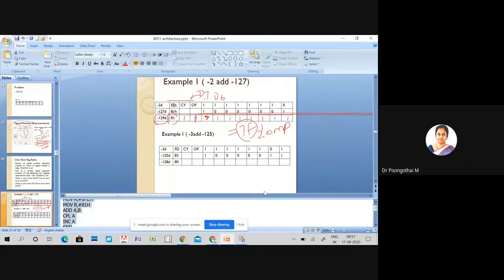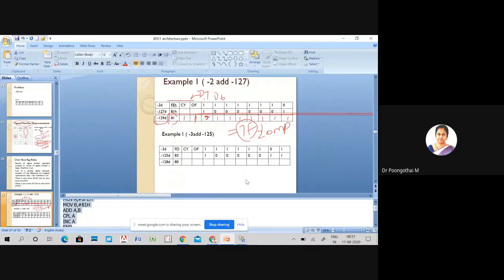So take down the problem. I am adding -3 with -125. Our result will be -128. The hexadecimal representation of -3 is FD, and the hexadecimal representation of -125 is 83. Add these two and find out the carry flag and overflow flag status.